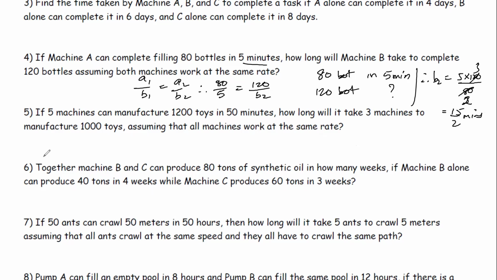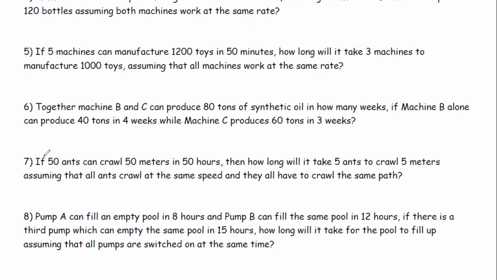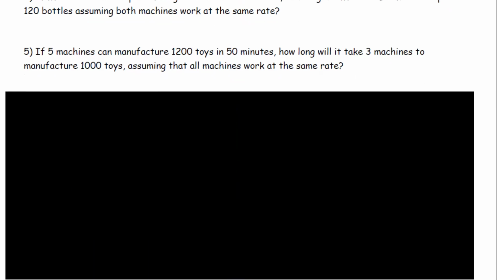Anyway, fifth one. So now that last expression comes into play, so I'll probably utilize this space out here. So what we have: 5 machines. I'll put M for machines, 1200 toys, T for toys, and 50 minutes. I don't want to confuse that. So this is toys, so don't confuse it to be time. Right. So 5 machines can manufacture 1200 toys in 50 minutes.